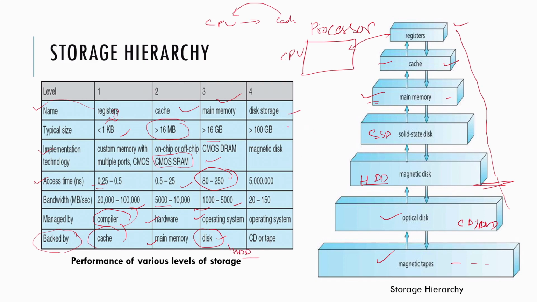Similarly, if you go for the disk storage, maybe more than 100 GB of data may be there, magnetic tape, magnetic disk is there. If you say access time, that is 5,000 nanoseconds, and the bandwidth ranges between 20 to 150 MB per second, and it is managed by the operating system, and this is backed by the tape or the CD.